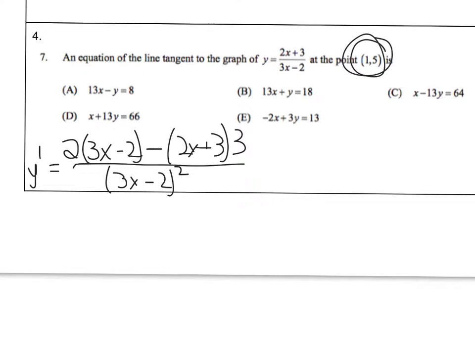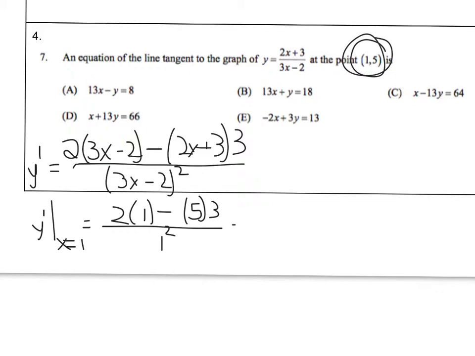Now I'm looking at a specific point. So I'm plugging in 1 right away. So y prime at x equals 1 is going to be 2 times 3 minus 2 is 1, minus 2 plus 3 is 5 times 3, all over 3 minus 2 is 1, so 1 squared. 1 squared is obviously 2, right? So 2 minus 15, I'm just kidding. 1 squared is not that. So the slope is negative 13.